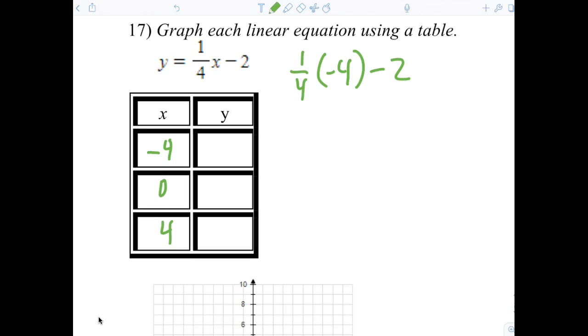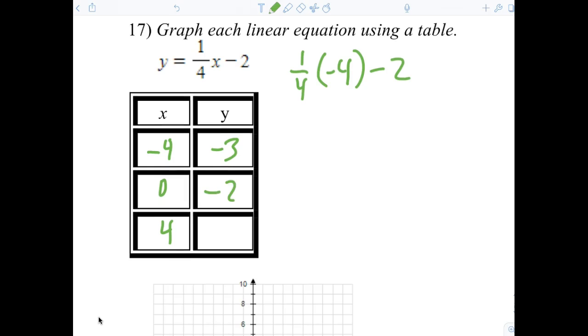That's... someone help me. 16. You're not even listening. 4 divided by 4 is 16? That's what you just said. Oh, it's negative 1. Negative 1. Negative 1 minus 2. Negative 3. So the answer is negative 3. And then when you plug in 0, what do you get? So, negative 2, right?